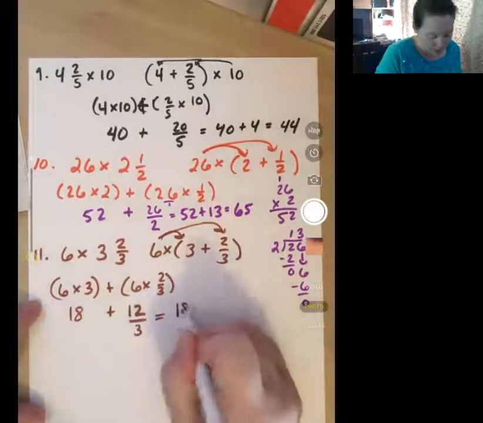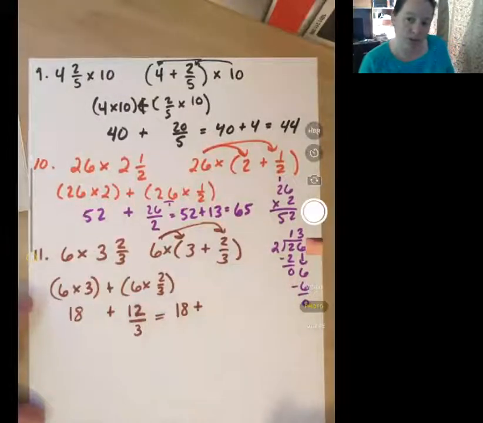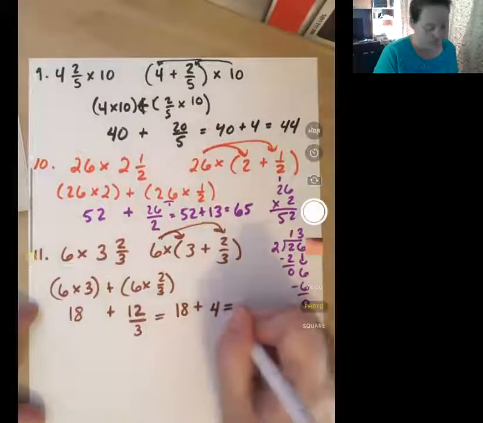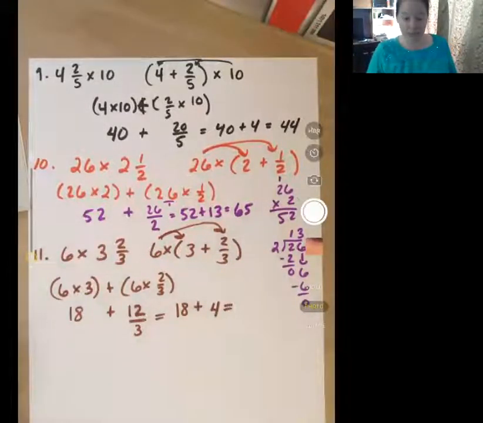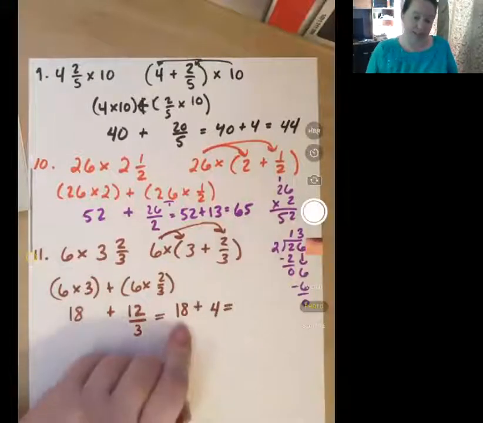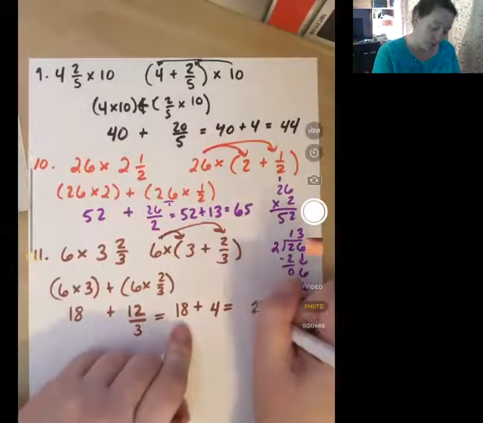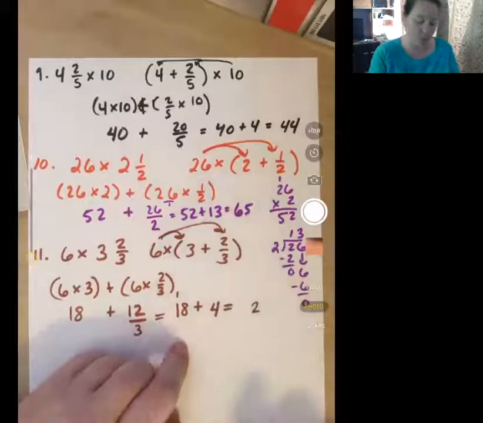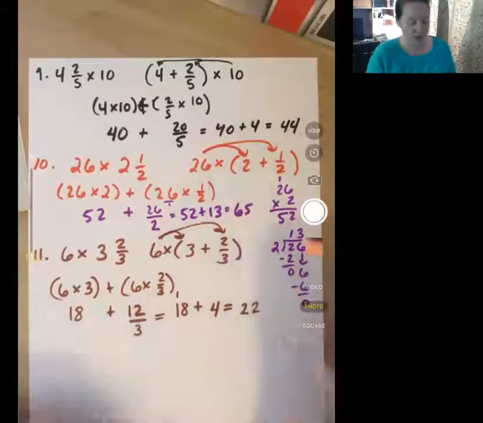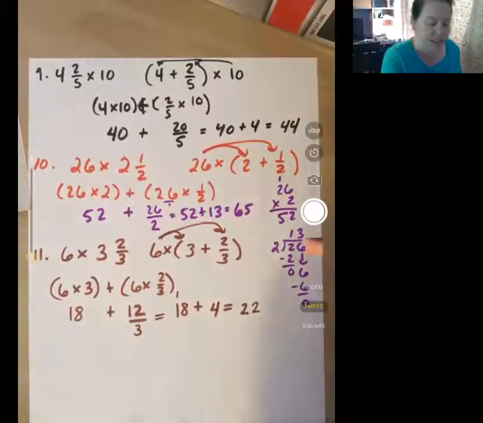So the 18 is going to stay the same. What is 12 divided by 3? How many times does 3 go into 12? Right, 4 times. 18 plus 4. So 4 plus 8 is 12. Carry the 1 over. 1 plus 1 is 2. And so I am left with 22.